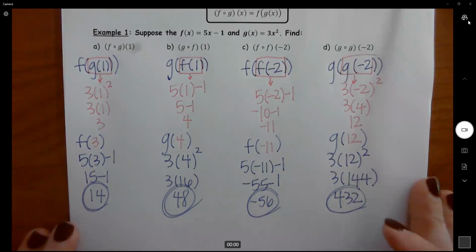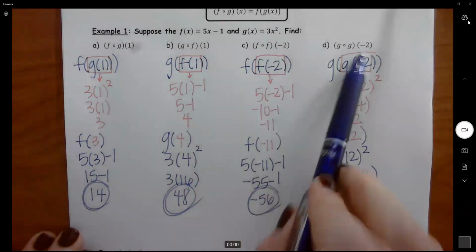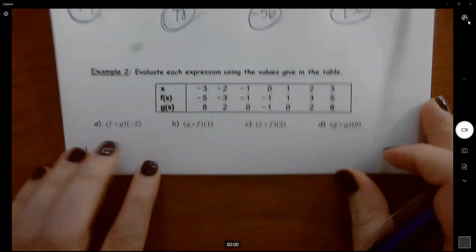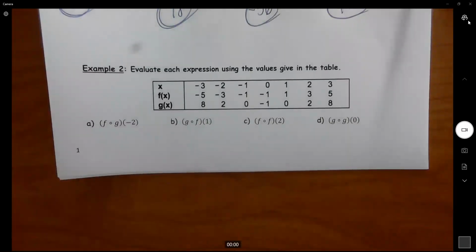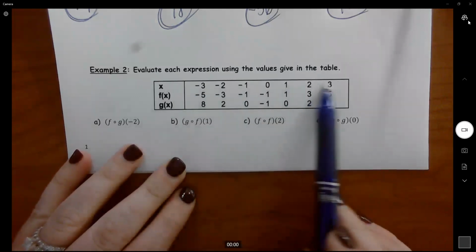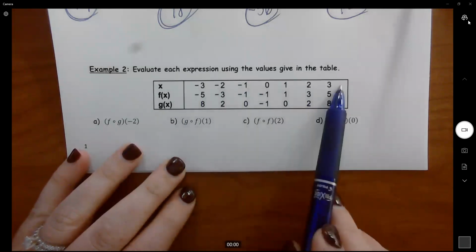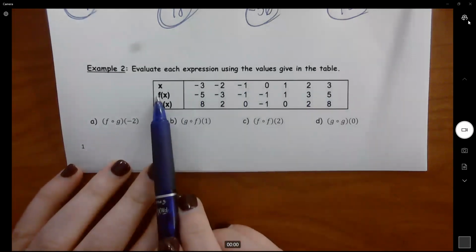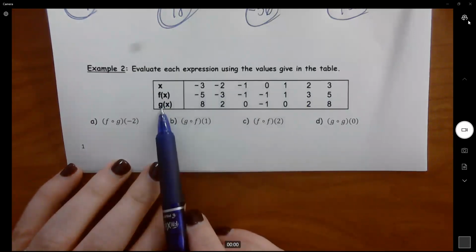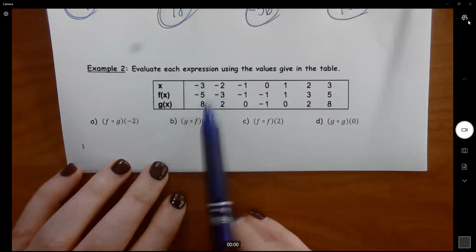So this is how we do this whenever I'm given my two functions and I'm told what to put in for x. What happens if now I am given a table? And so to read this table, whatever your x is, you come over here. So if x is -3, -2, -1, 0, 1, 2, or 3. And then if we're dealing with our f of x function, we'll go down. But if we're dealing with our g of x function, we'll take whatever our x is and we'll look at what the g of x equals.